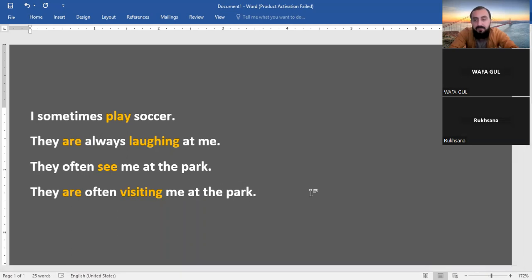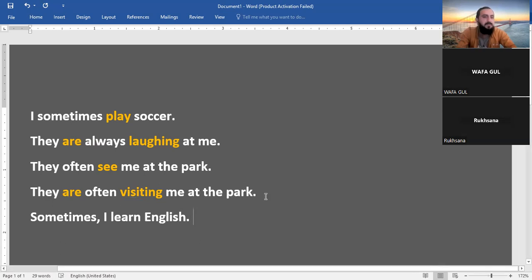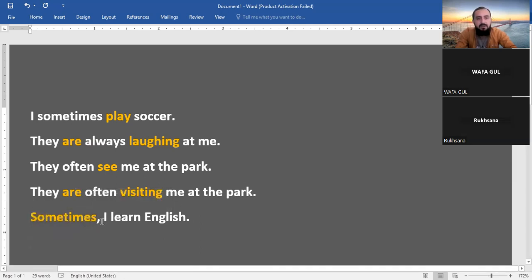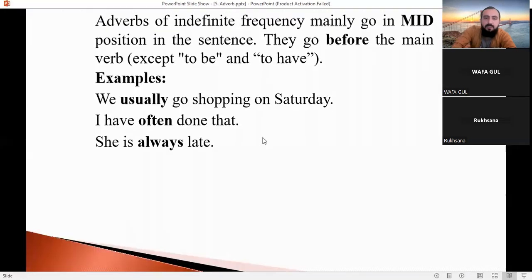If you have auxiliary verbs, they should be used after the auxiliary verbs. And you can also use them before the whole sentence, but there must be a comma. For example, sometimes, comma, I learn English. Sometimes I learn English. So sometimes becomes an adverb of frequency, and I used it at the beginning plus a comma. Okay, sir. Clear? Yes, sir. Fine, that's good now. Let's continue.